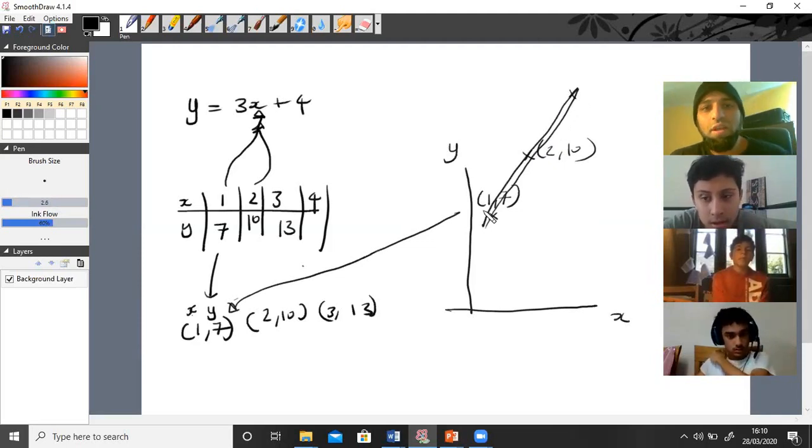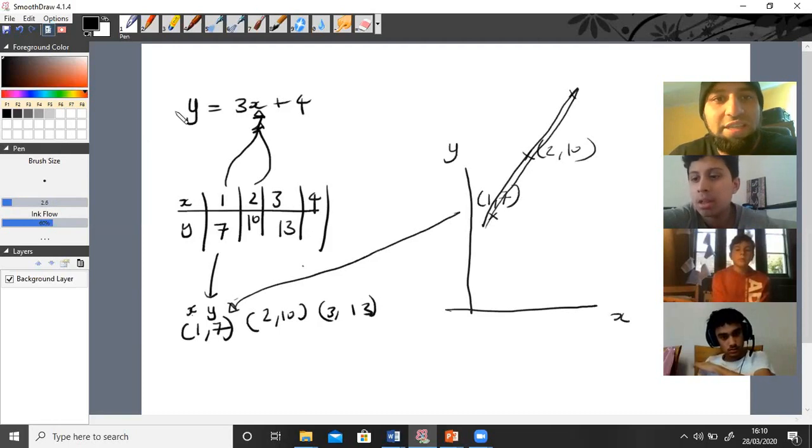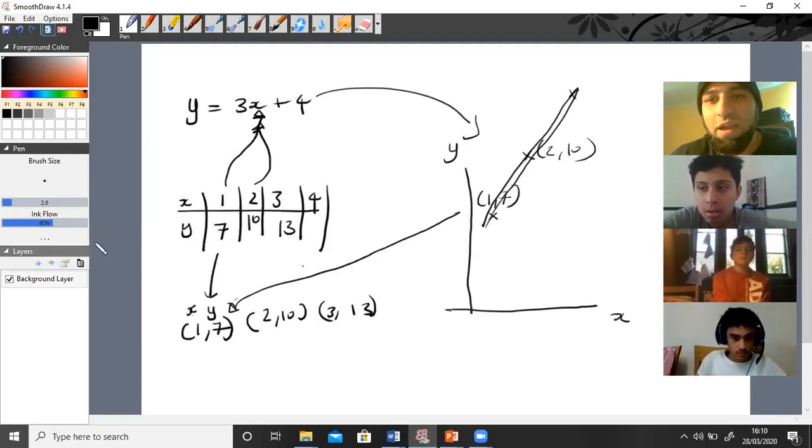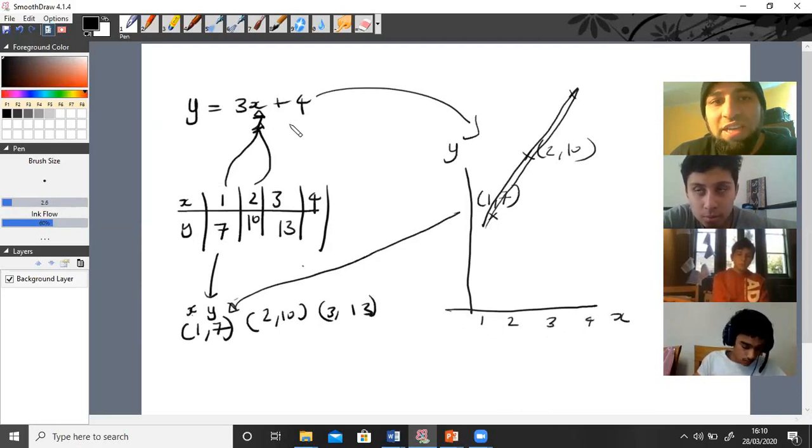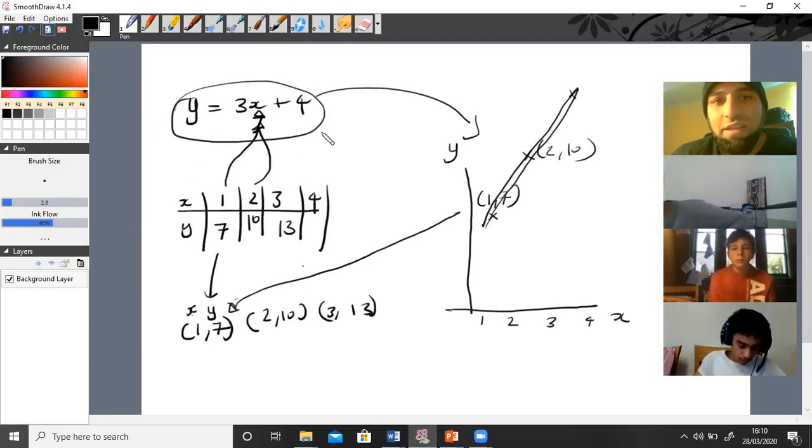Just to remember, an equation can be turned into a graph. I've taken this equation and I've turned it into a graph. How have I done that? There's different x values on the graph. The x values are going to be here: 1, 2, 3, 4. What the equation allows you to do is find out what the y value is for a particular x value. So an equation that looks like this can directly be turned into a straight line graph.